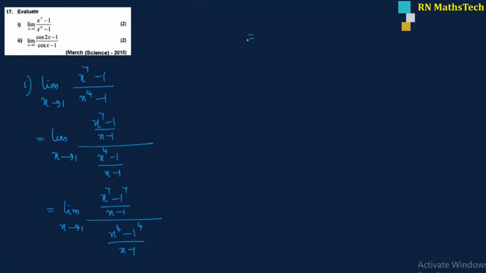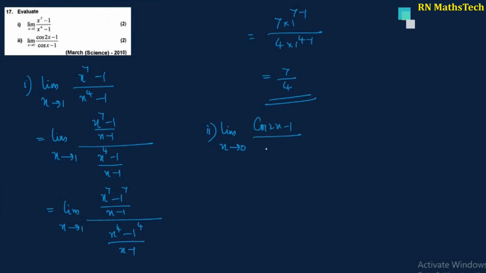So when we apply the limit in the numerator, which is 7 into 1 raised to 7 minus 1 by 4 into 1 raised to 4 minus 1. So that is 7 by 4. Okay. Now the second part, limit x tends to 0. Cos 2x minus 1 by cos x minus 1 is equal to limit x tends to 0.